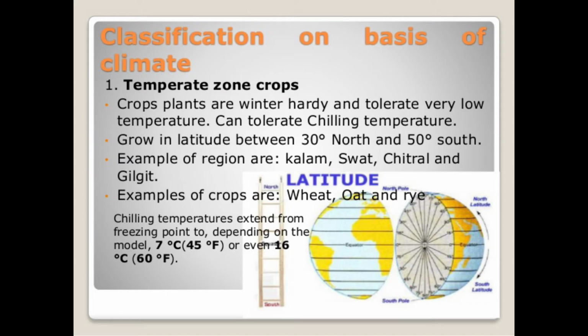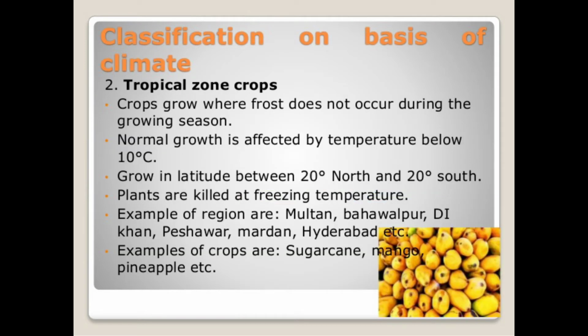Classification based on climate. First is the temperate zone crop. Temperate zone crops are crop plants that are winter hardy and tolerant of very low temperature, and can tolerate chilling temperature. Examples are crops like wheat, oat and rice.